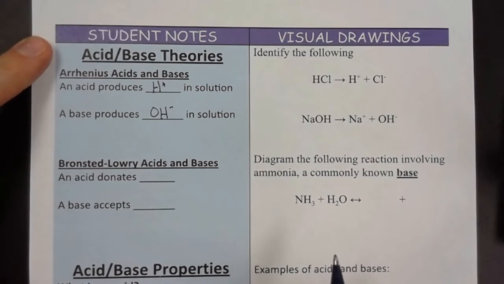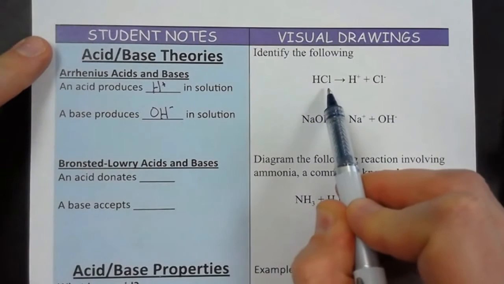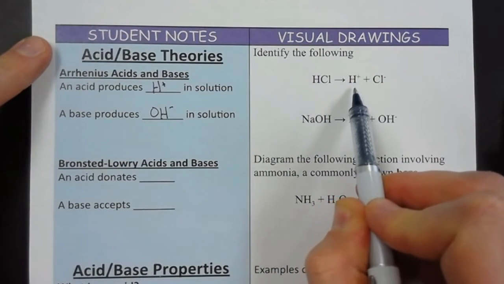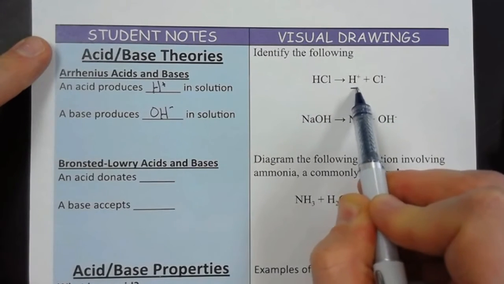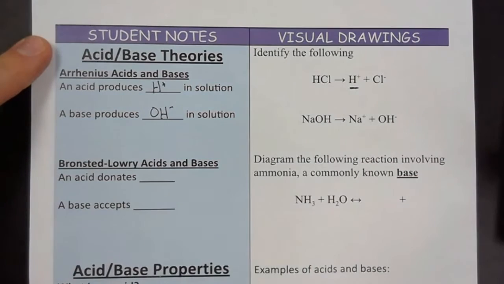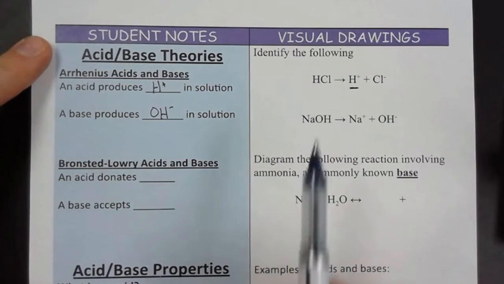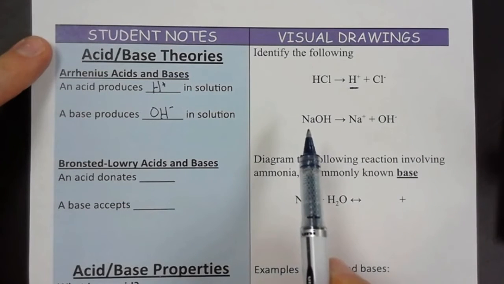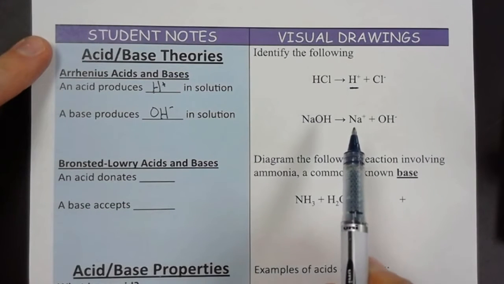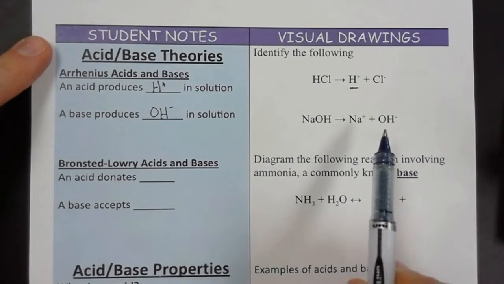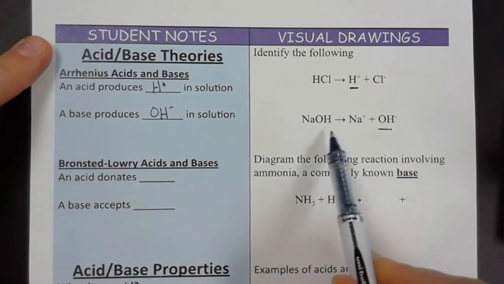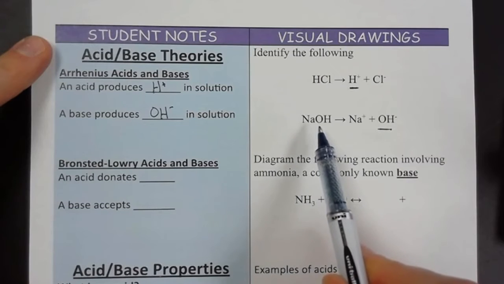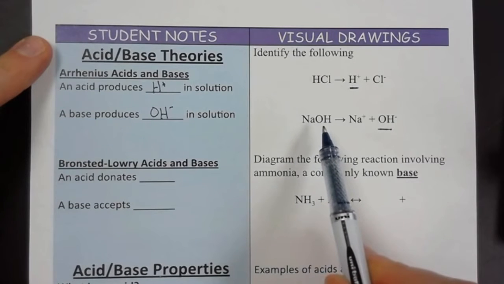So off to the right, these two examples, we have something like HCl that's breaking down to form H plus and Cl minus, and that formation of the hydrogen ion is what makes this reactant an acid. And here we've got NaOH breaking down to form sodium ions and hydroxide ions. And that formation of hydroxide ions is what makes NaOH, or sodium hydroxide, a common base.